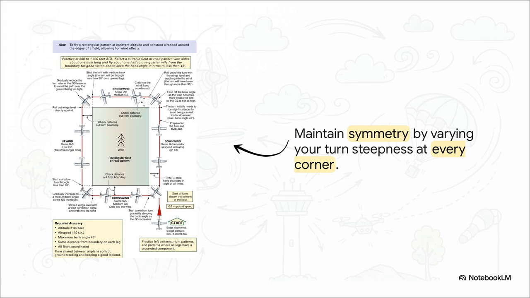Notice the visual cues. You want to stay about a quarter to a half mile away from the field boundary so you can easily see it out the window. As you're flying around this rectangle, you're just constantly adjusting. You're crabbing left or right on those crosswind legs, and you're varying your turn steepness at every single corner. And all of this is just to ensure your distance from the edges of that field stays perfectly symmetrical, no matter what the wind throws at you.